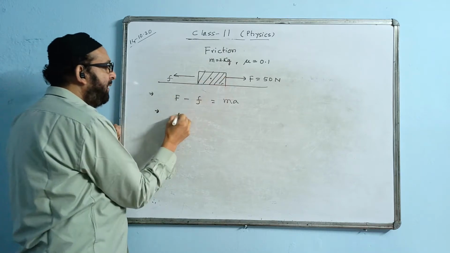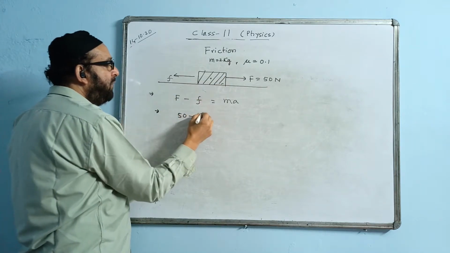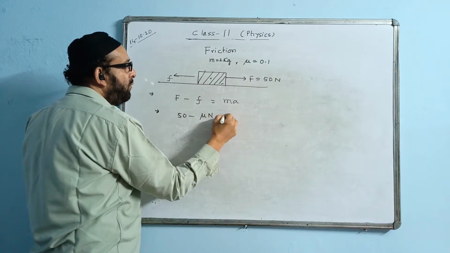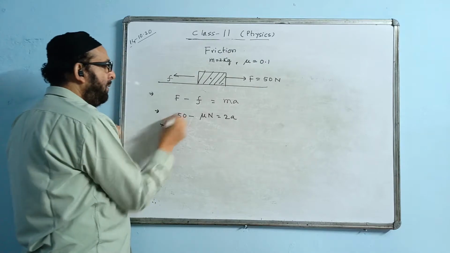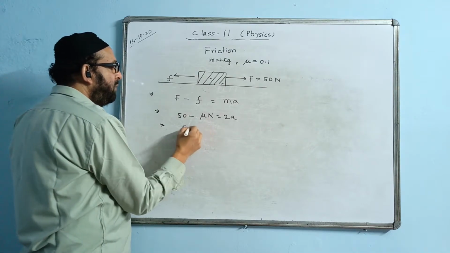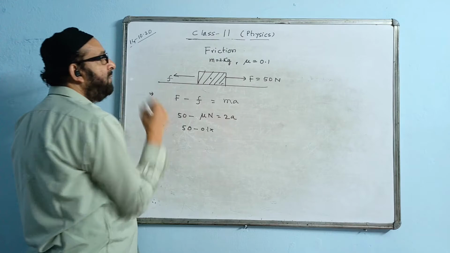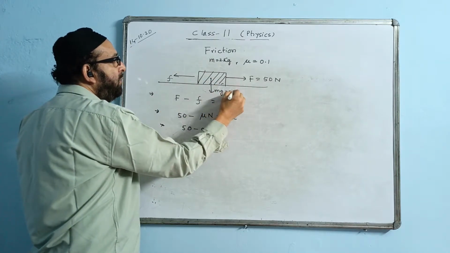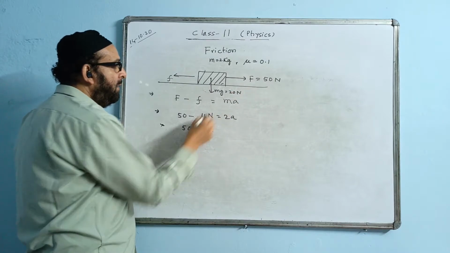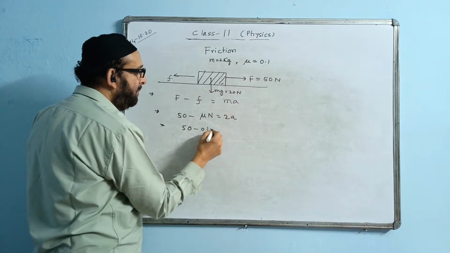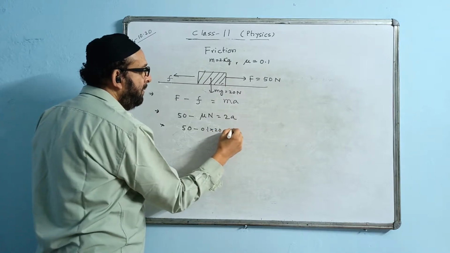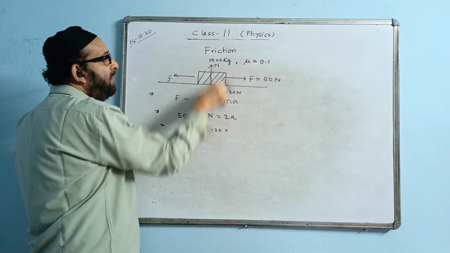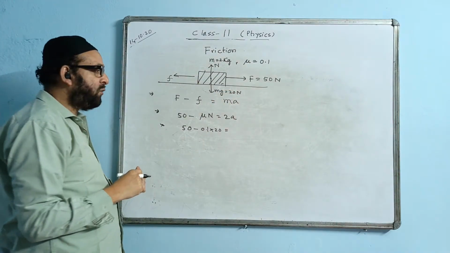The value of F is 50. For the friction formula we have mu, so let us write mu first. The m value is 2, so we write 2a. 50 minus mu, whose value is 0.1, times the normal reaction. The weight of the body will be mg, that is 2 into 10, so the N value we can write here as 20, because the normal reaction is N equal to mg. The N value will be the same as the value of mg, that is 20.